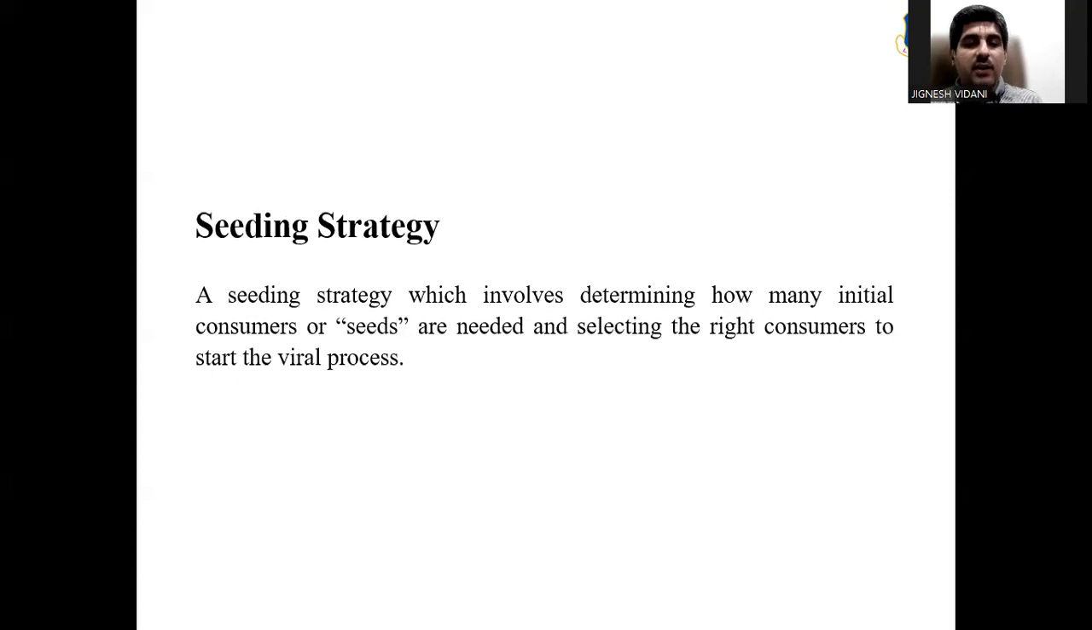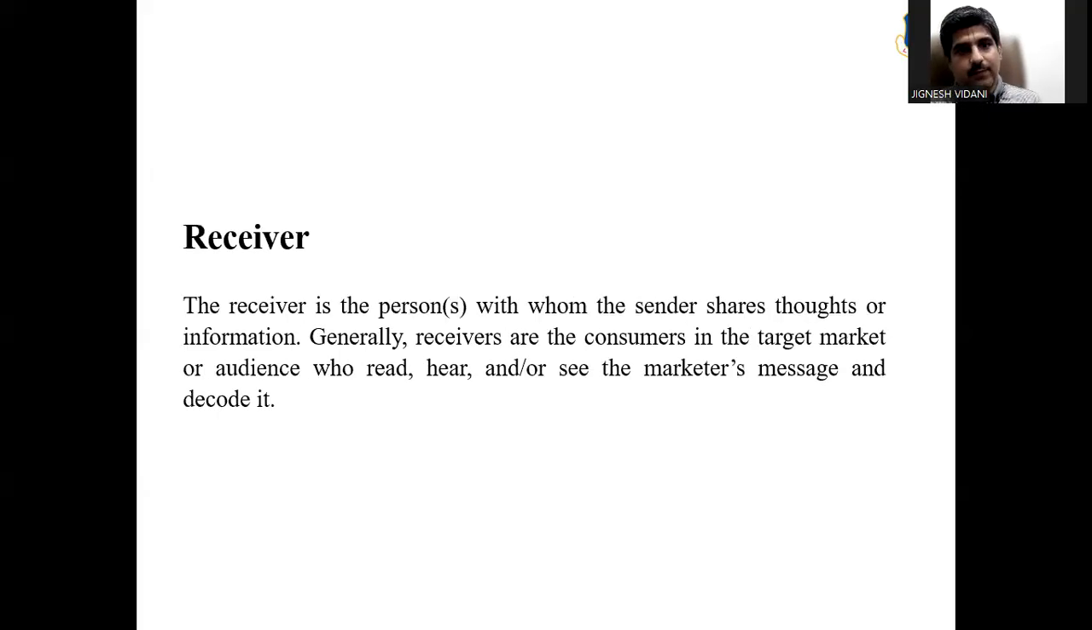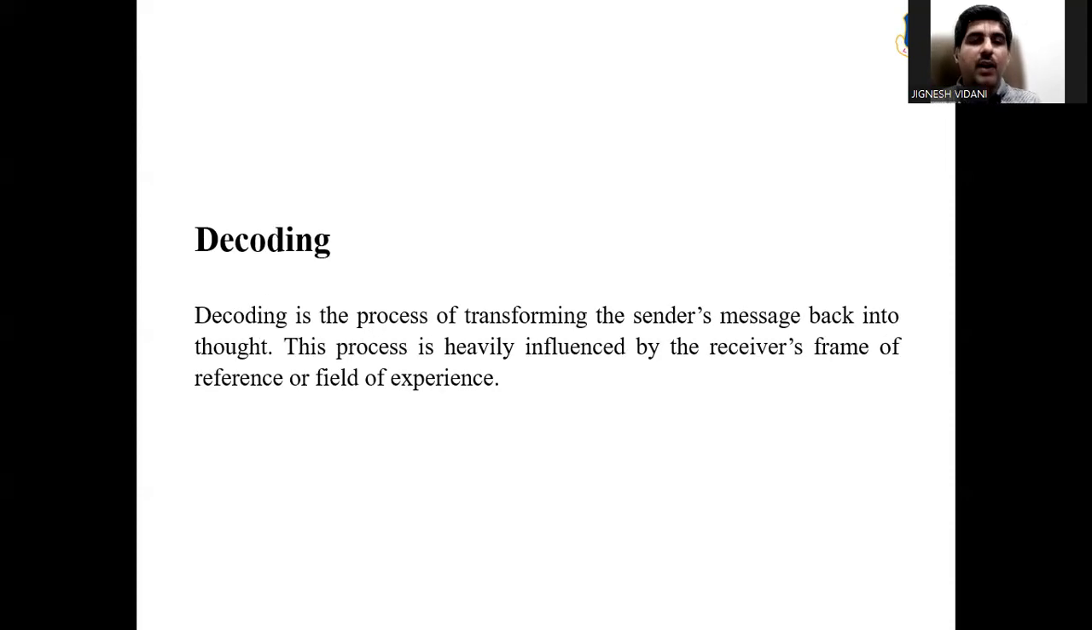Seeding strategy. A seeding strategy involves determining how many initial consumers or seeds are needed and selecting the right consumers to start the viral process. Receiver. The receiver is the person with whom the sender shares thoughts or information. Generally, receivers are consumers in the target market or audience who read, hear, and or see the marketer's message and decode it.